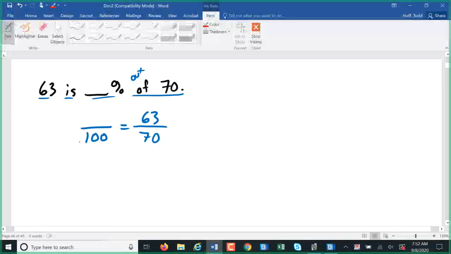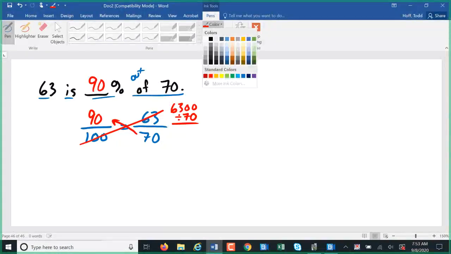The numbers that are diagonal with each other, the 100 and the 63, multiply to make 6,300. Then divide by the number that's diagonal with the missing number. So we divide by 70. That gives us 90. So 90 out of 100, or 90%. 63 is 90% of 70.